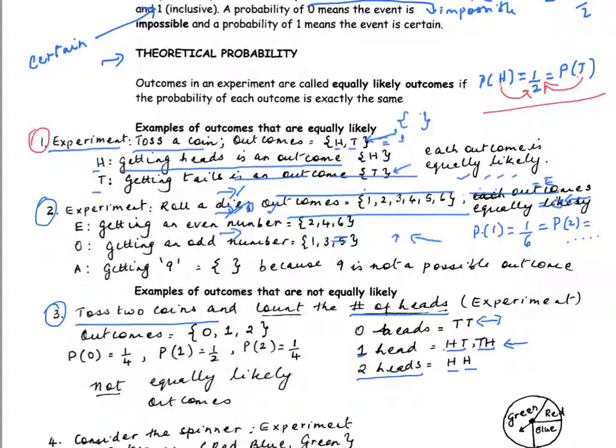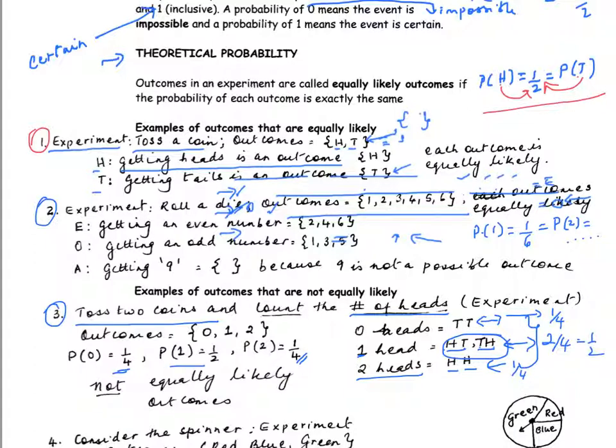Probability of getting a 0 is 1/4. It's 1 out of the 4 because out of the 4 possible outcomes, TT is just 1 out of those 4. And similarly, probability of getting 2 heads is again 1/4 because it's 1 out of the 4 possible outcomes. However, probability of getting 1 head is 2 out of the 4 possible outcomes. So that would be 2/4, which is really equal to 1/2.